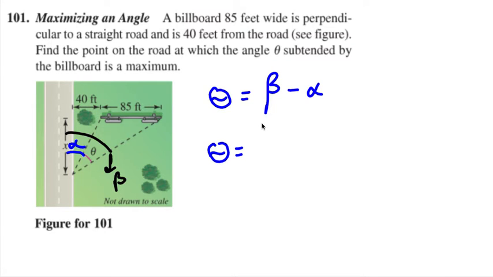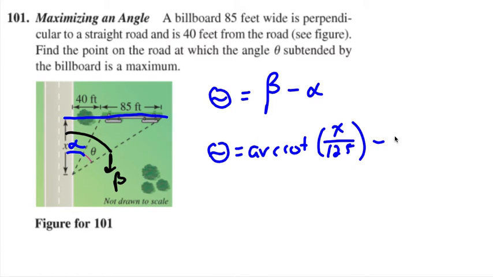So beta, I have two options. I could say arc tan of 125, which would be the whole thing, over x, or I can say arc cotan of x over 125, and that's what I want to do. Arc cotan, I always want the variable to be on top if I can help it, x over 125, minus, similarly for alpha, arc cotan, and then this will be adjacent, which is x, over opposite, which is 40, so x over 40.